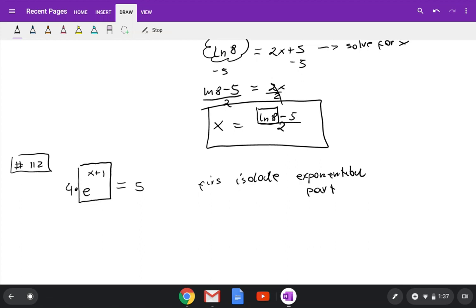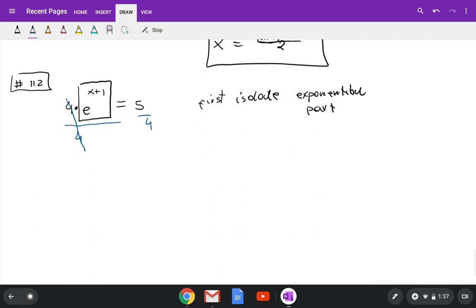So we're going to divide all by 4. So divide each side by 4. That will cancel, and we will end up with e to the power of x plus 1 equals 5 over 4. Now when you have only the exponent on the left side, it's time to change to log.